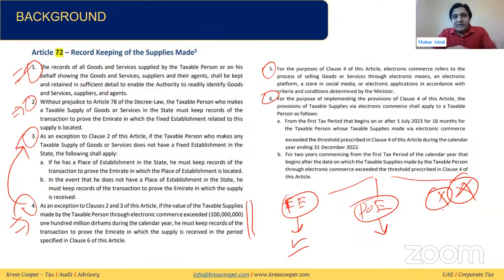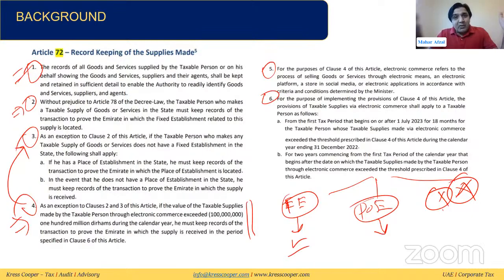We'll discuss this in the next slide. For the time being, we have established the fixed establishment. This is the general rule. One is a special rule, one is the exception to the general rule. The general rule is where there is a fixed establishment, we need to report in the respective Emirate. If there is no fixed establishment, we need to report the supply in the place of establishment. Where there is no place of establishment, we need to report the supply where these are being received. This is the general rule.